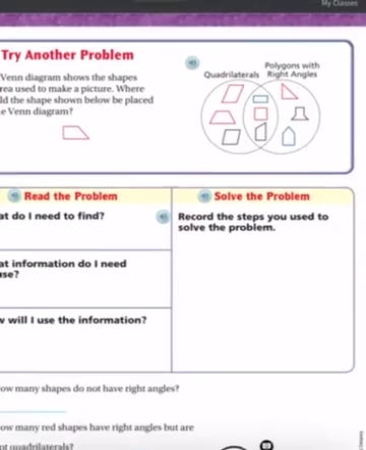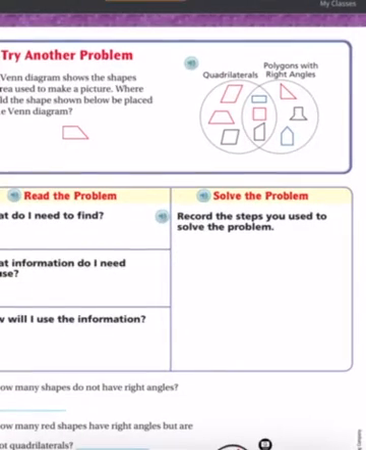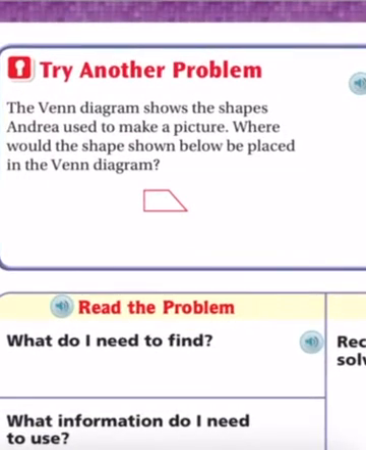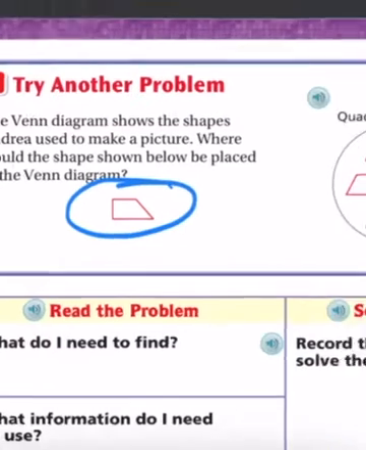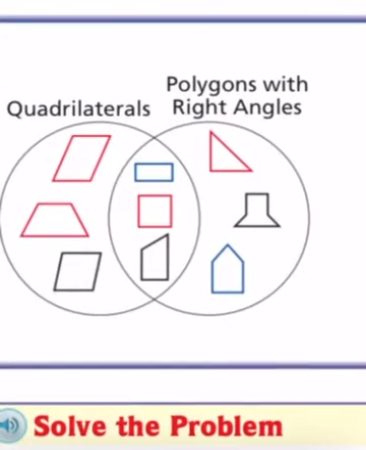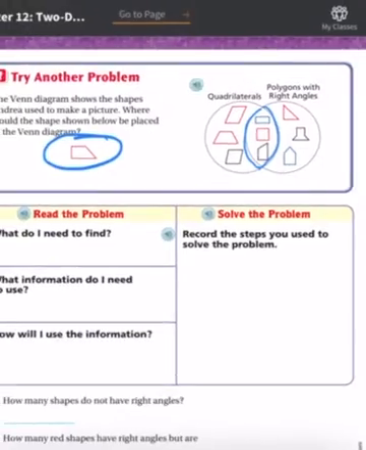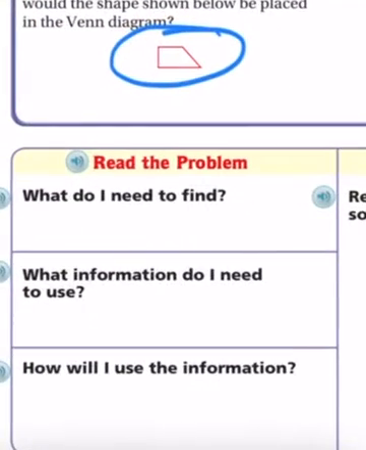We'll try another problem. The Venn diagram shows the shapes Andrea used to make a picture. Where would the shape shown below be placed in that Venn diagram? Okay, so we have quadrilaterals, we have polygons with right angles. Those are our two categories. And then in the middle, we have quadrilaterals that have right angles. All right. So what do we need to find?